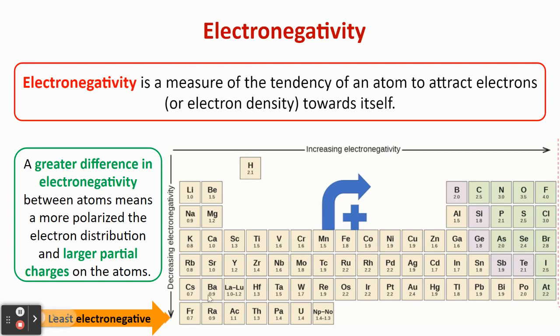When we look at the periodic table, we have a trend. We know that electronegativity increases as we go across a period, and electronegativity decreases as we go down a group. So the least electronegative elements are down here in the lower left. Fluorine is the most electronegative element on the periodic table.